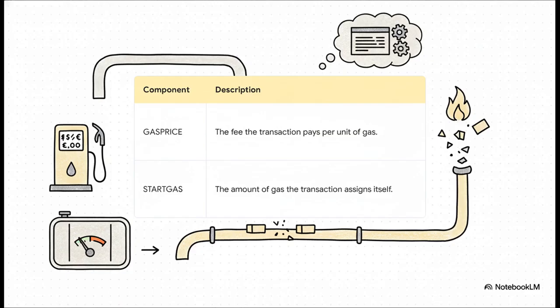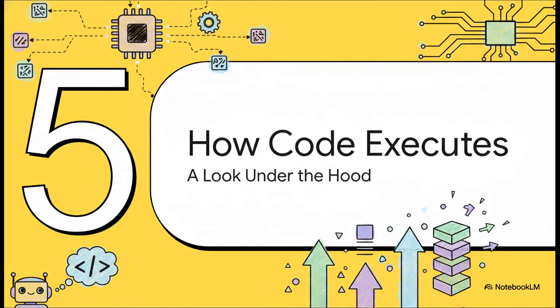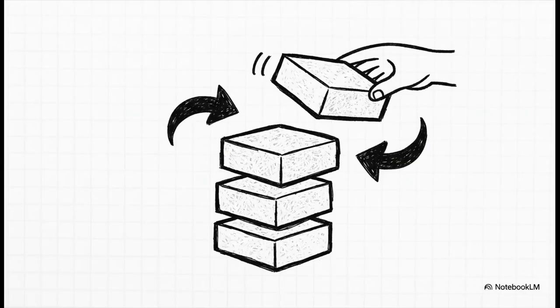If your code runs out of gas before it's done, the transaction fails, but you still pay for the work the network already did. All right, now for the really fascinating part. Let's pop the hood and take a simplified look at how the EVM actually thinks, how it processes the instructions we give it. The EVM uses a concept called a stack.